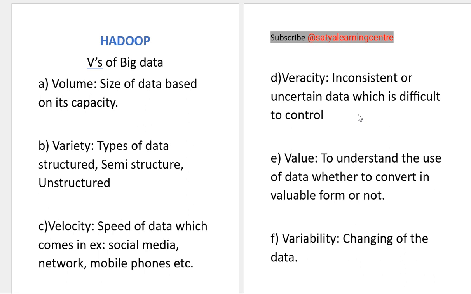Now semi-structured data is partially structured and partially unstructured, like XML and JSON. All such data can be treated as semi-structured, and unstructured data can be treated as media data, like JPG images, videos, and audios.